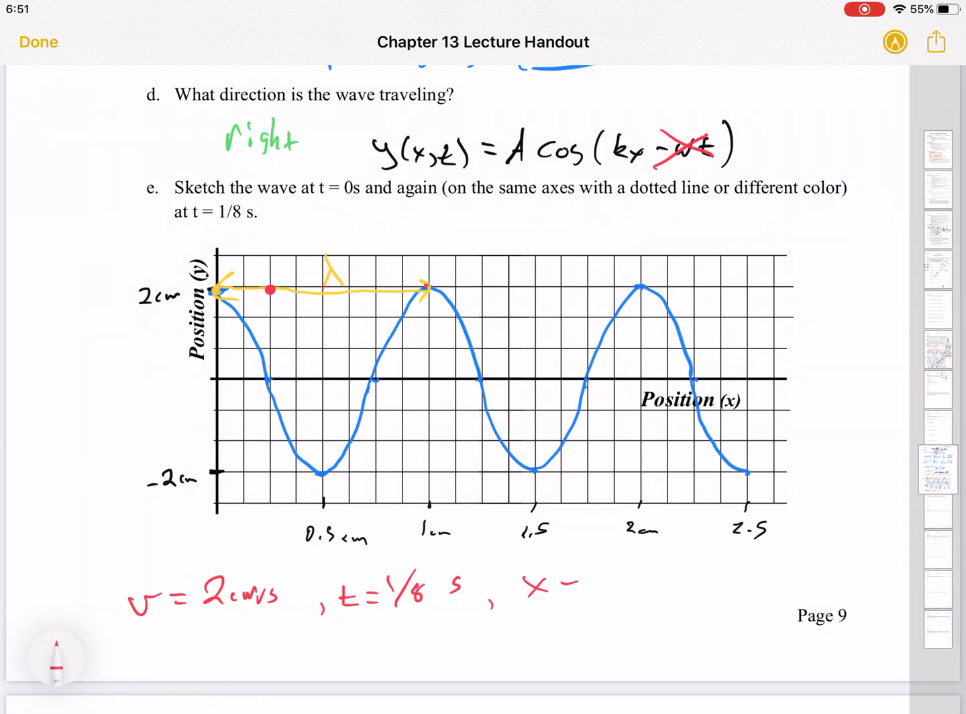Well, distance equals speed times time. So it's 2 centimeters per second times 1/8 of a second. That's 2/8 of a centimeter, which is 1/4 or 0.25, right? So if this is a half, then 0.25 is right here. Okay, so every point on this is going to move that much further to the right. We'll have it end right there.